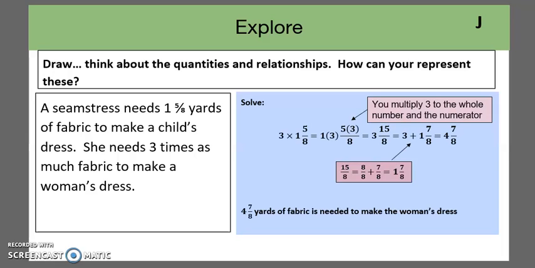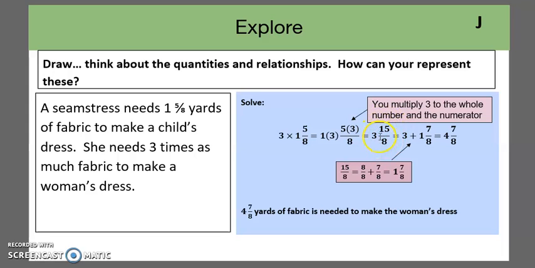Here, we notice that you need to do 3 times, which tells us multiply. So here, you multiply 3 to the whole number and the numerator. Same thing as the previous problem that we looked at. And notice here that when we're multiplying, 1 times 3 gives us 3, 5 times 3 gives us 15. We have 15 over 8, which is an improper fraction.